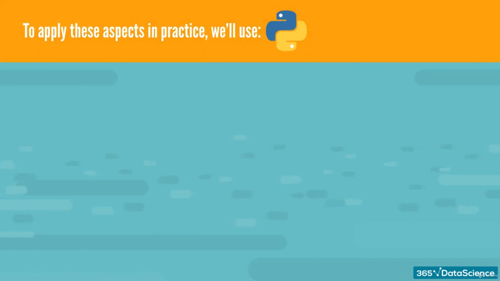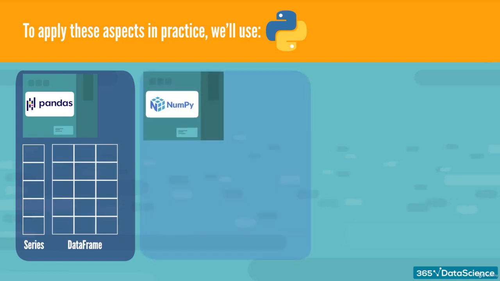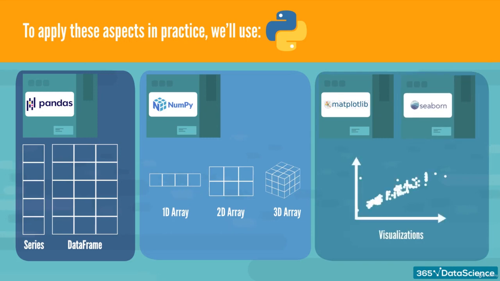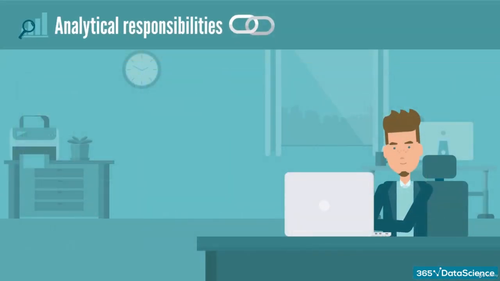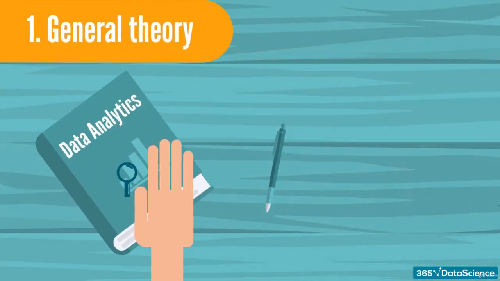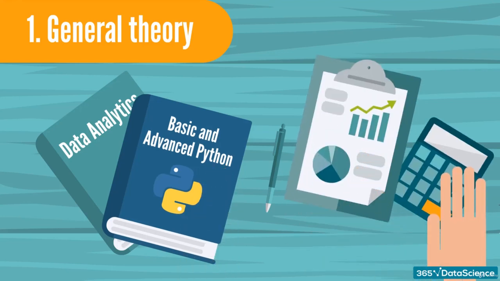Apart from its basics, we'll also work with the Pandas library and its series and data frame data structures, NumPy and its arrays, the wonderful Matplotlib and Seaborn visuals, and more. To link the analytical responsibilities of the data analyst job to the corresponding technical requirements, we've organized the course syllabus as follows. We'll begin with the necessary general theory about the field of data analytics, and we'll cover the relevant basic and advanced Python topics. Once we've done that, we'll take care of the analytical and mathematical tools you'll need on the job. These fundamentals will allow you to approach the next lessons with ease.